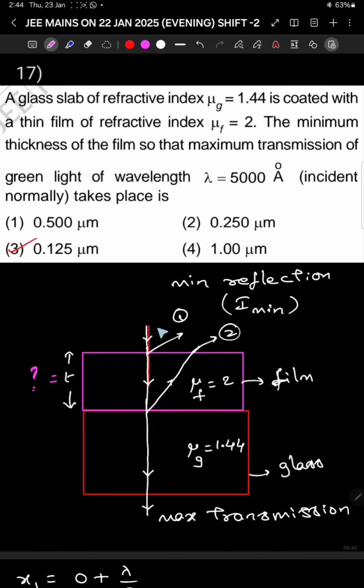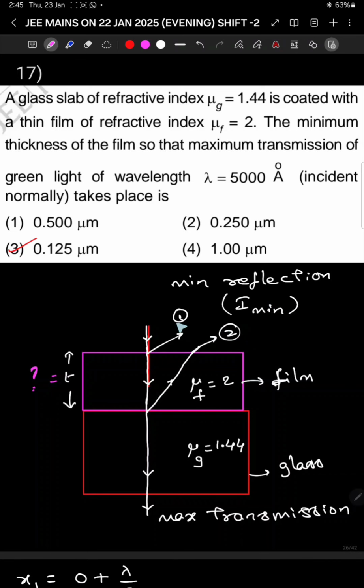When light is incident on the face of the film, some part will be reflected, some part will be transmitted. Again at this point also, some part will be reflected. Actually it is reflected vertically upwards only. Just so you understand clearly, I had drawn it like this. Some part will be reflected, some part will be transmitted. These two reflected rays superimpose to produce interference. To have maximum transmission, reflection should be minimum, so the intensity should be minimum.